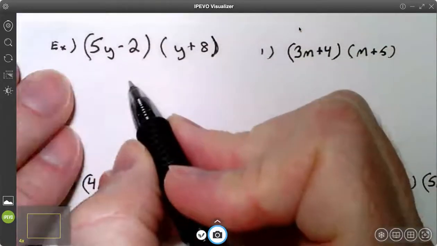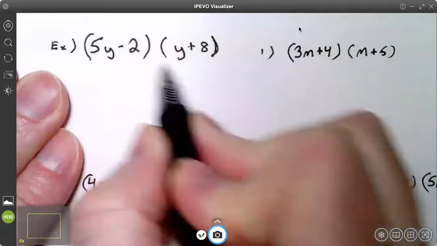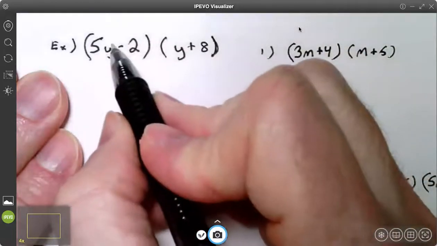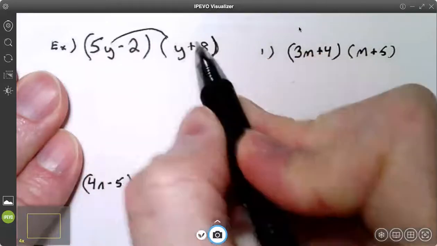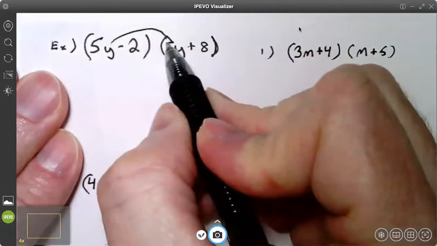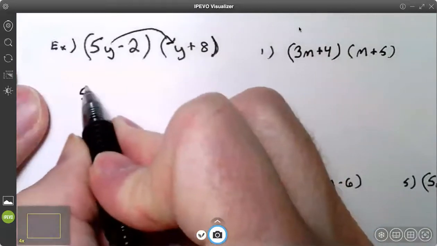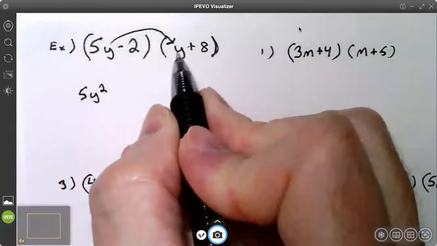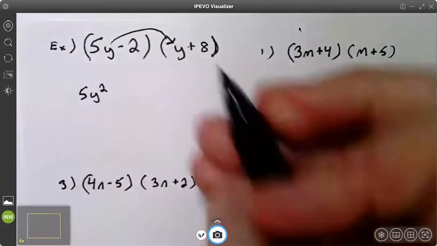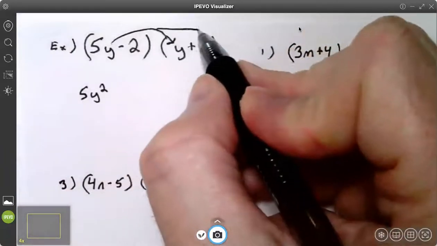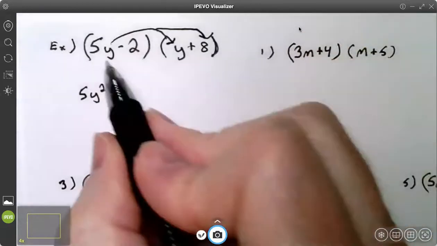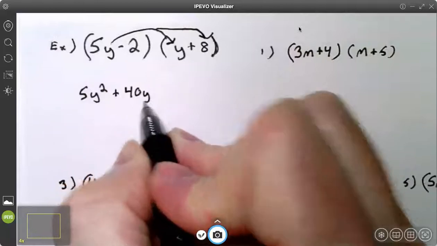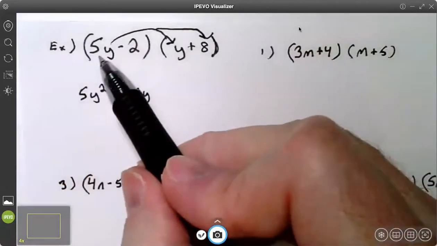So on the example, I have two terms to distribute to everything in parentheses over here. First, the 5y. 5y times 1y is 5y squared. 5 times 1 is 5. Y to the first times y to the first is y to the second. Then I distribute the 5y to the other term, the 8. 5y times 8 is 40y. I am done distributing that 5y.